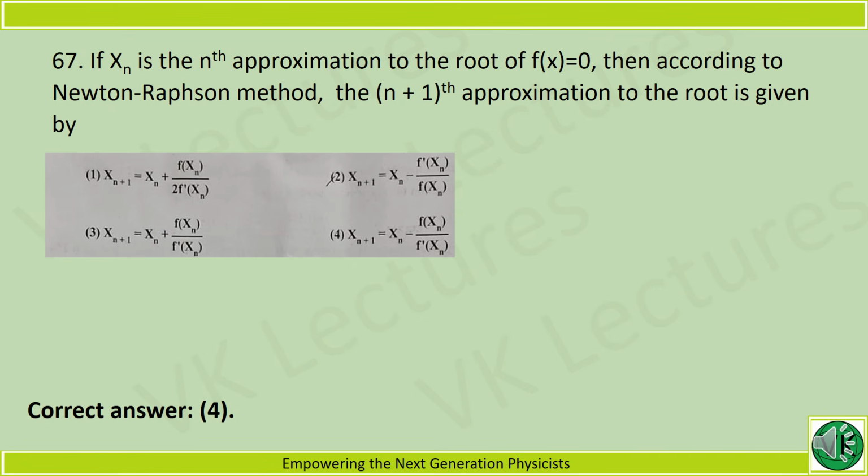If xn is the nth approximation to the root of f of x equal to 0, then according to Newton-Raphson method, the n plus 1th approximation to the root is given by. The correct answer is option 4. Xn plus 1 equal to xn minus f of xn divided by f dash of xn.